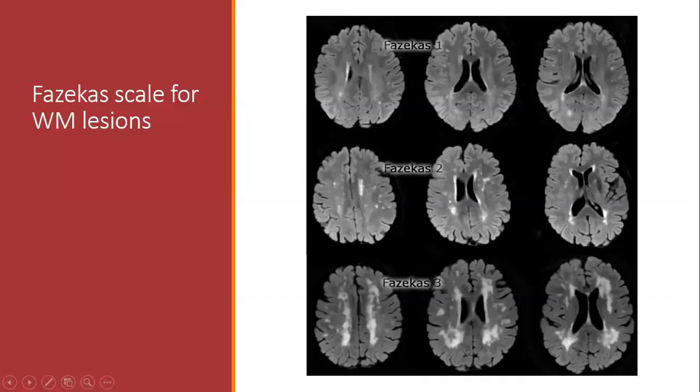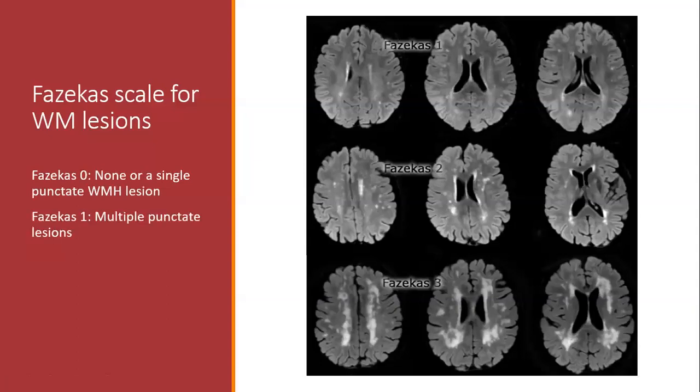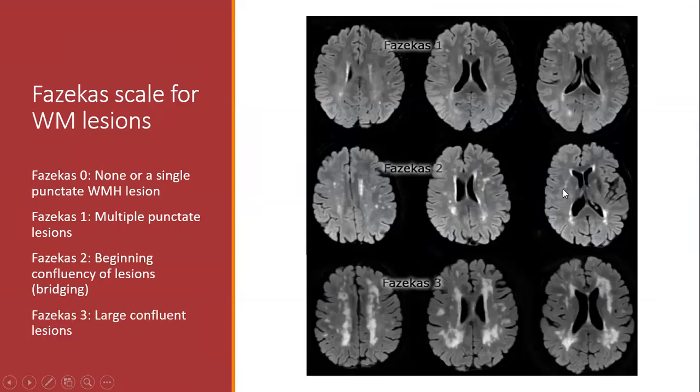So this is the well-known Fonseca scale for white matter lesions. Fonseca 0 refers to no white matter lesion or a single white matter lesion. In Fonseca 1, there are multiple small white matter lesions. In Fonseca 2, there occurs confluency, where the lesions join together or bridge, whereas there are large confluent lesions in Fonseca grade 3.